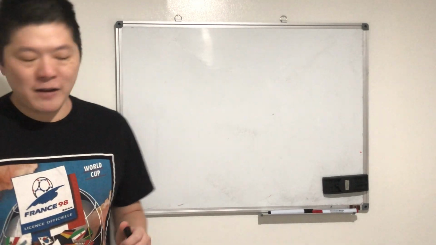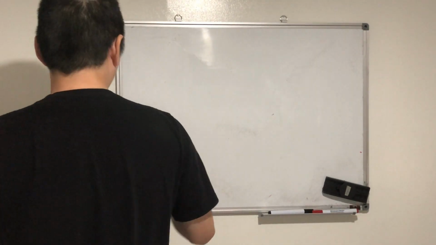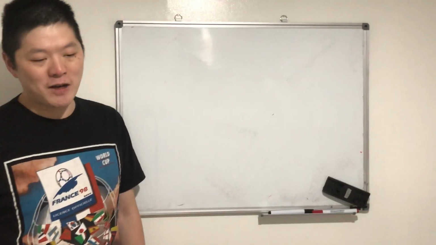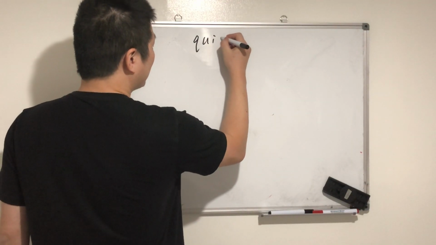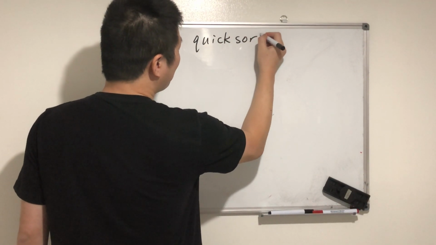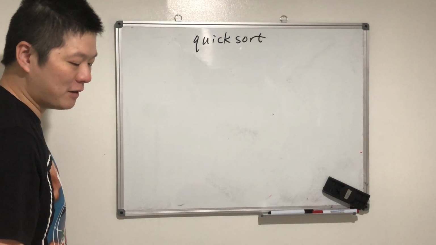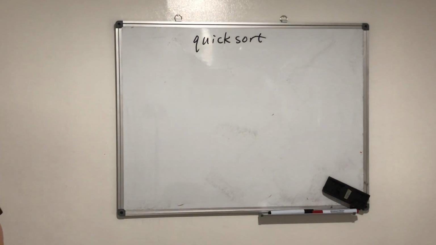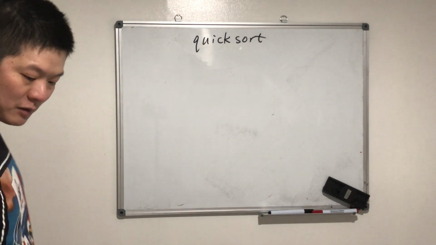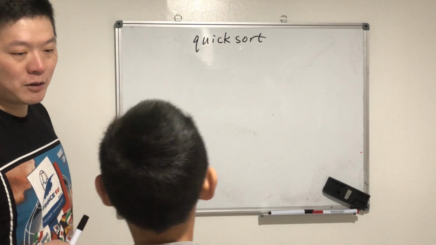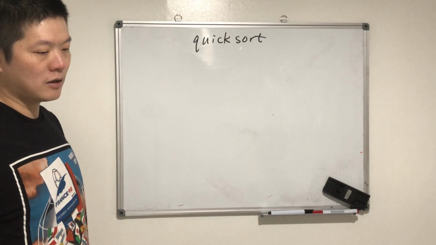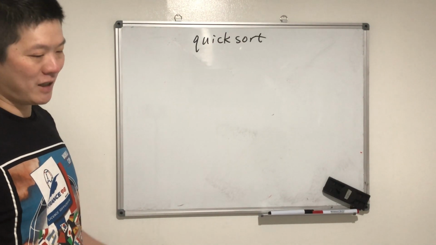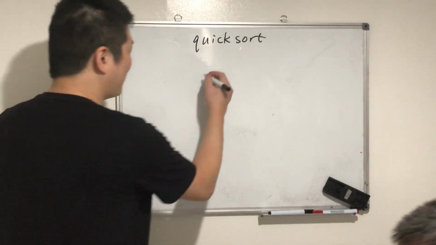Okay. Eric. So today we're going to talk about the most known sorting algorithm, which is called QuickSort. So can you tell me what it does? I heard you say about QuickSort. What does it mean? I think it means sorting quickly. Sorting quickly. Exactly.